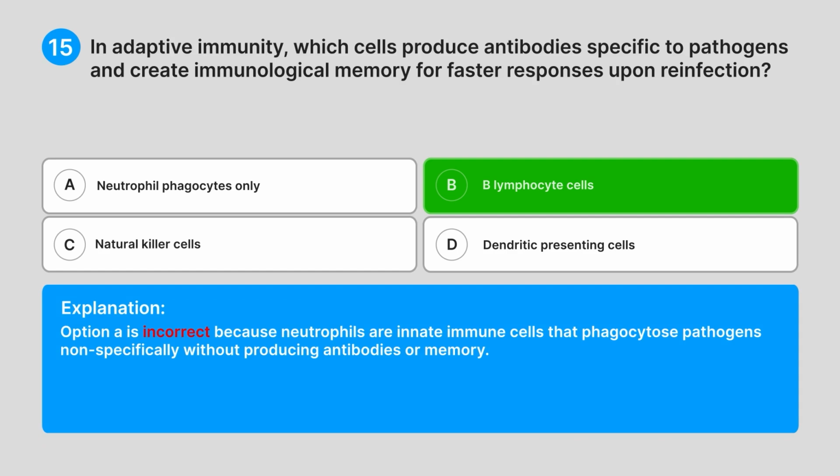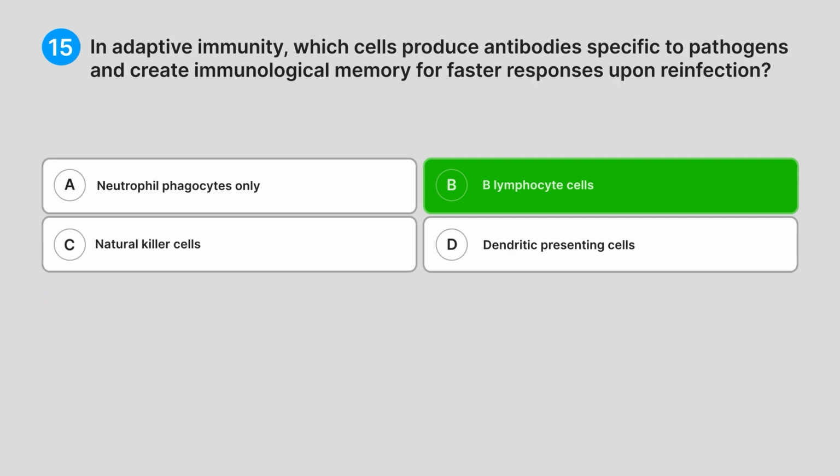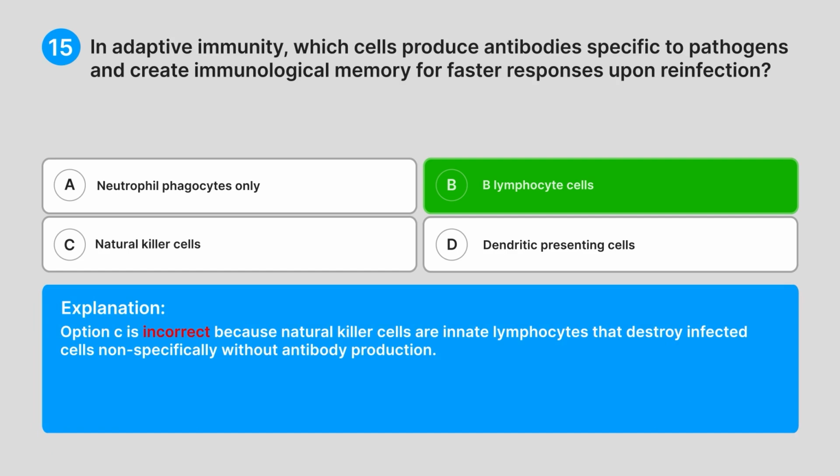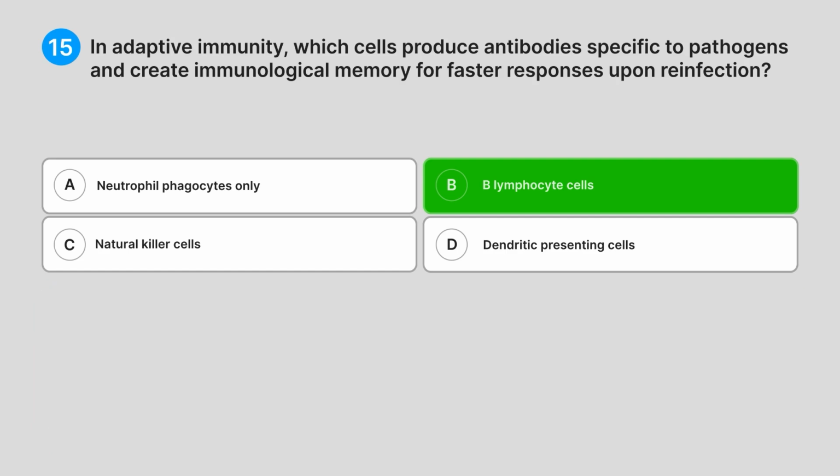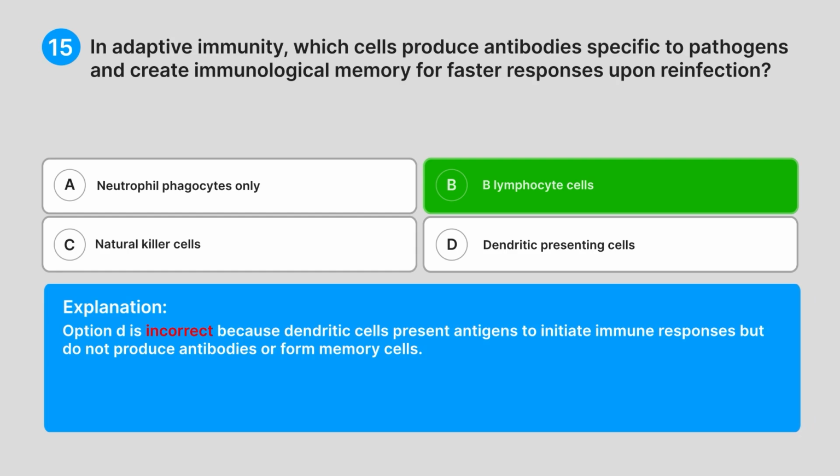Option A is incorrect because neutrophils are innate immune cells that phagocytose pathogens non-specifically without producing antibodies or memory. Option C is incorrect because natural killer cells are innate lymphocytes that destroy infected cells non-specifically without antibody production. Option D is incorrect because dendritic cells present antigens to initiate immune responses, but do not produce antibodies or form memory cells.